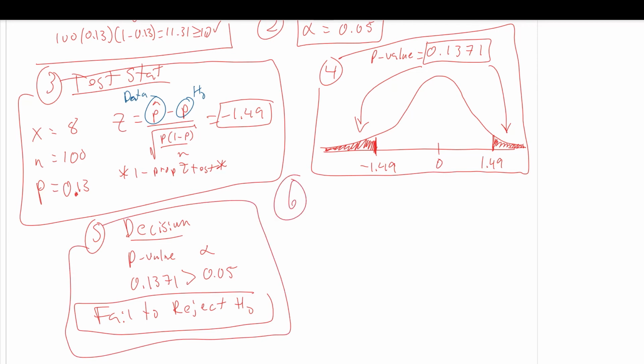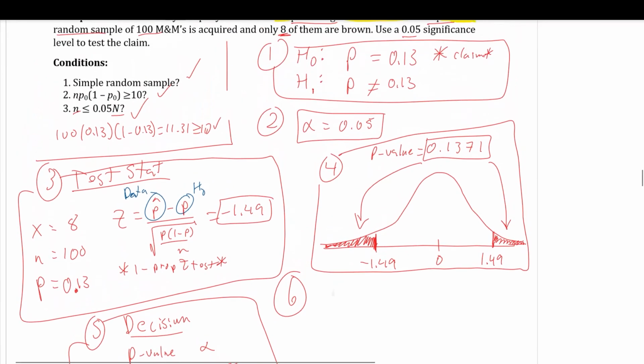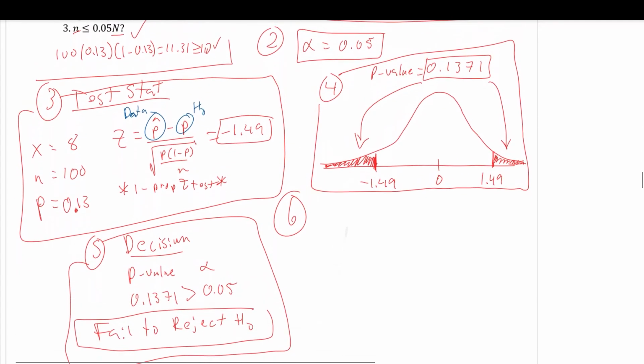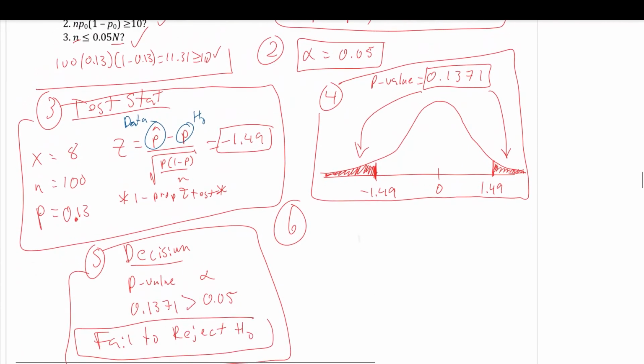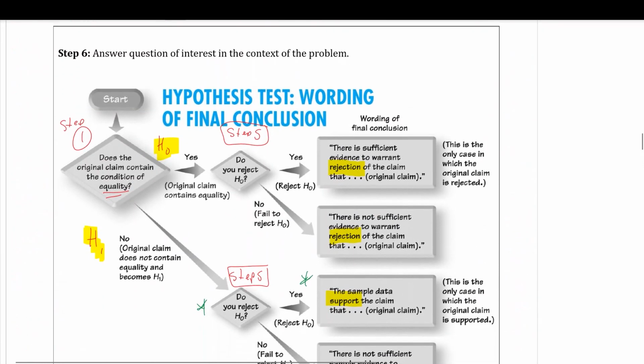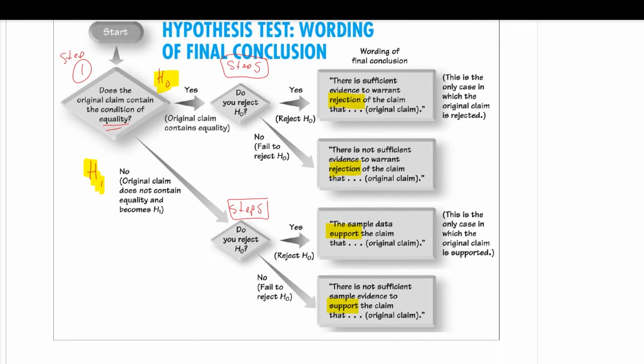Step 6, we make a conclusion statement. Okay, now in this case, if we follow that flow chart, the claim statement was a null hypothesis, and we failed to reject the null hypothesis in step 5. So let's go up there. All right, in this case, the claim statement was a null hypothesis. So we're going to go this way, and we failed to reject it, so we're going to go that way. You see that?